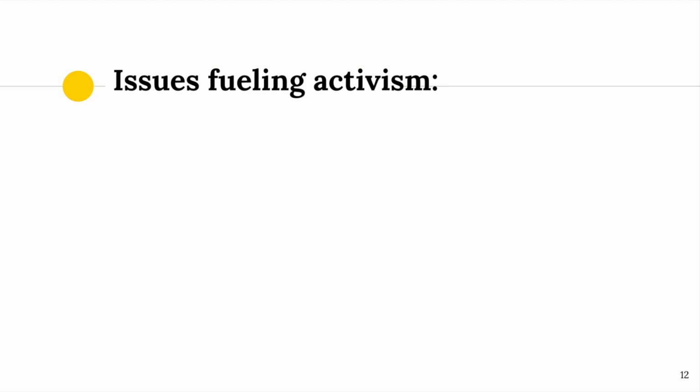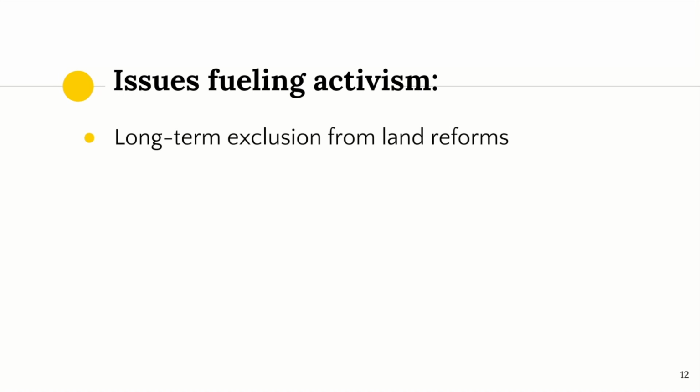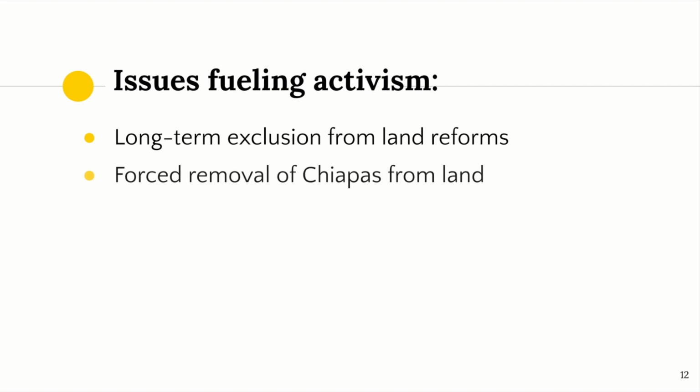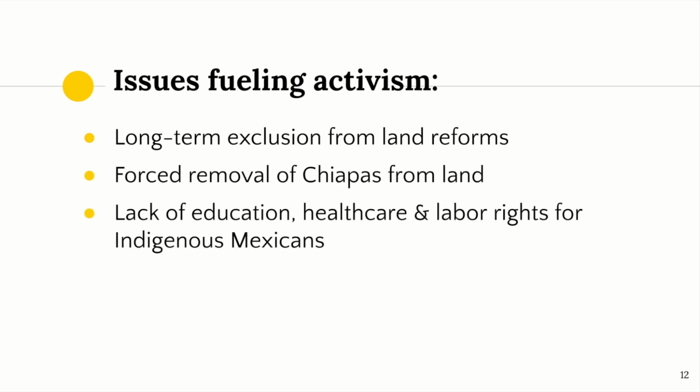All right. So here are a few things that have fueled Zapatista activism, and in the rest of this Ed Puzzle, you'll learn about a few more, so you can add to this list. The Zapatistas have been historically excluded from land reforms by the government and have had a long history of exclusion from land reforms. They've been forcibly removed from their land, and they've lacked a lot of basic rights that the rest of the Mexican population have more easily been able to access. And these include lack of education, healthcare, and labor rights for indigenous Mexicans.